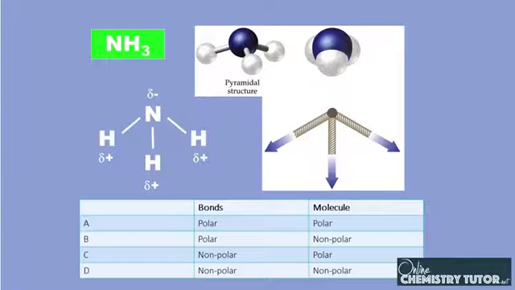Okay, so we'll get the answer to this first one then. Well, bonds are clearly polar because we've got a big electronegativity difference between nitrogen and hydrogen. The electron density is not evenly shared across the molecule. The top part of the molecule here has a big negative charge, the bottom parts are positive charges. That means that this molecule will be polar.